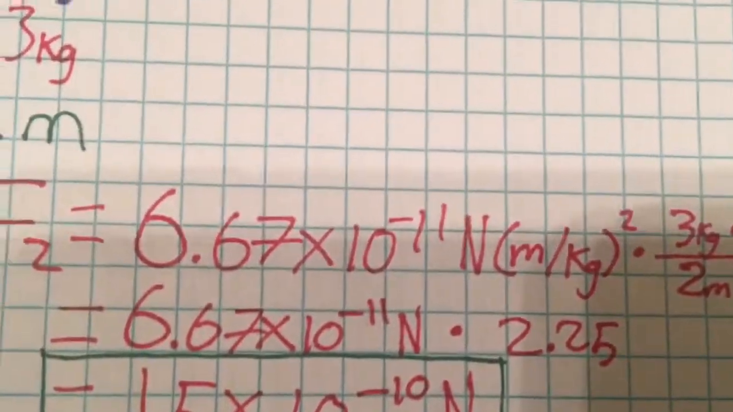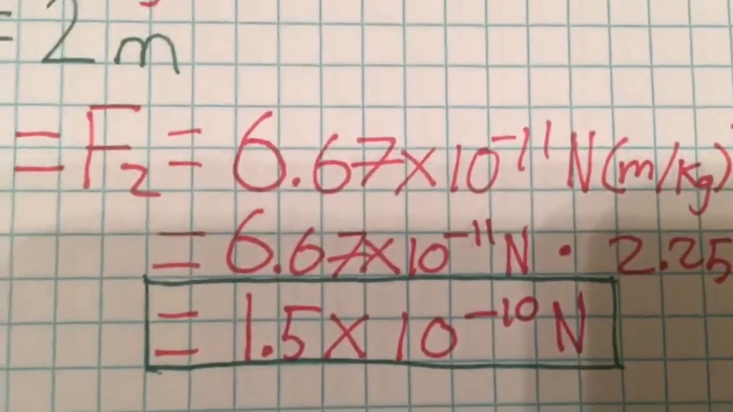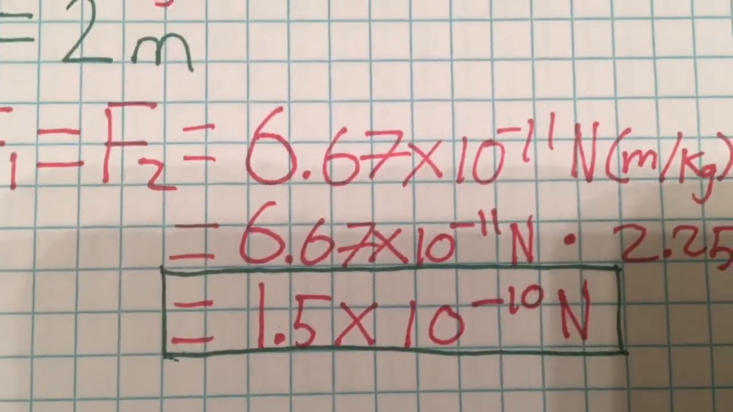So we simplified that a little bit. Now this simplified some more. It turns out to be 1.5 times 10 to the negative 10th power.